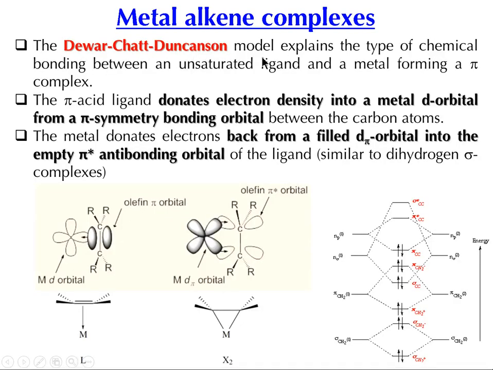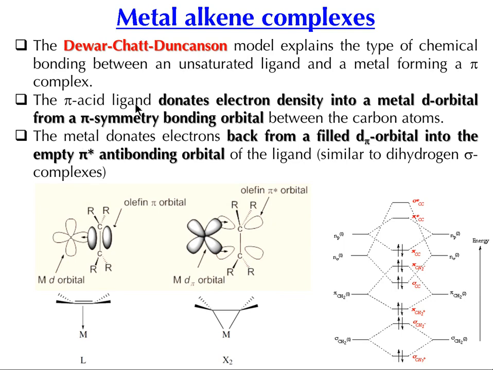The Dewar-Chatt-Duncanson model explains the type of chemical bonding between an unsaturated ligand like alkene and a metal forming a pi complex. If we draw the molecular orbital diagram for ethene, we find that the pi orbital is the highest occupied molecular orbital, and the antibonding pi star is the lowest unoccupied molecular orbital. So by theory, ethene is a donor of electrons from the pi orbital and is a pi acceptor in the pi star level.